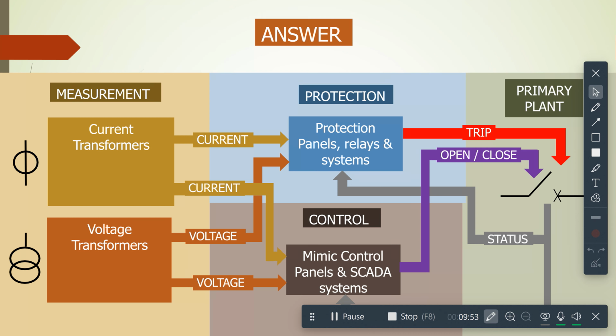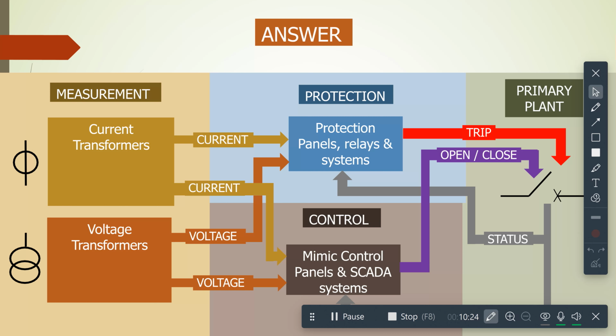First, in this slide, we have the measuring equipment. This contains current transformers, as you can see, to provide information on the primary current. Then we have voltage transformers to provide the information on the primary voltage. Then we have protection equipment containing protection panels, relays and systems. Control equipment containing MMIC control panel and SCADA system. And finally the primary plant such as the circuit breaker.